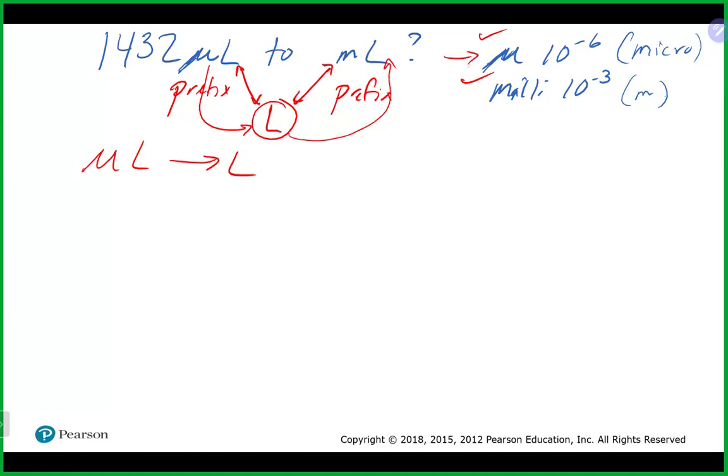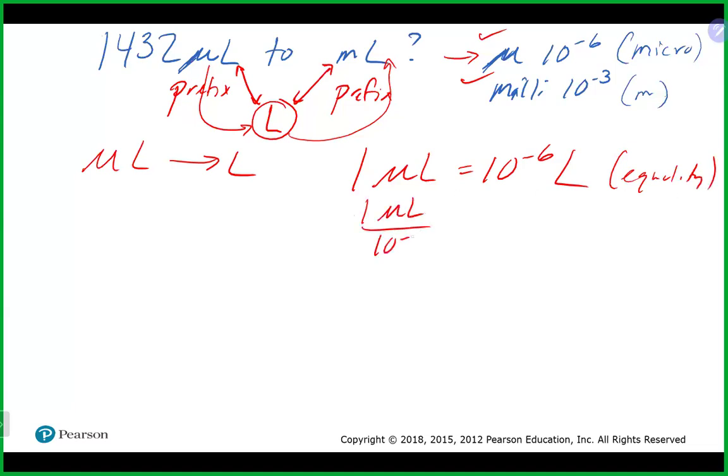So that means I go to my little table and I find my micro conversion, which says 10 to the minus 6. I know now that that means in 1 microliter, there is 10 to the minus 6 liters, or 1 times 10 to the minus 6. That is going to give me my equality. That will give me my two conversion factors of 1 microliter over 10 to the minus 6 liters, or 10 to the minus 6 liters over 1 microliter as my conversion factors, right?